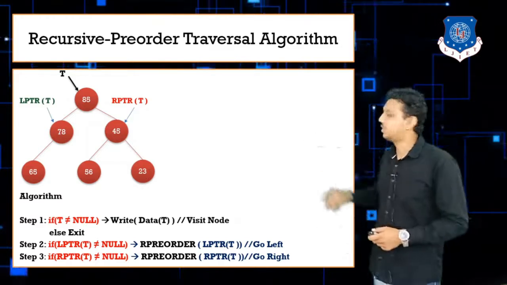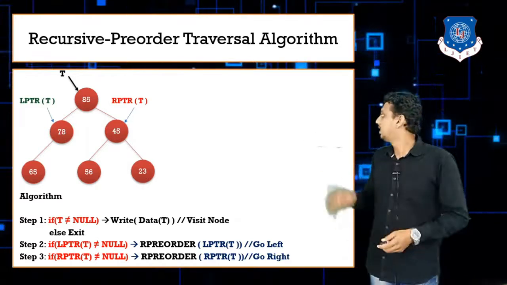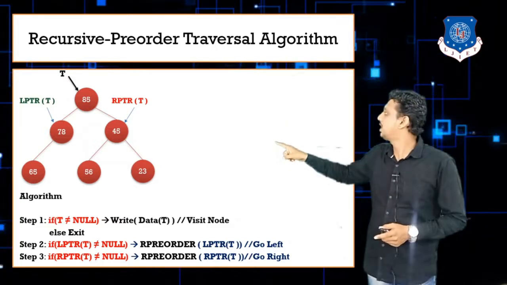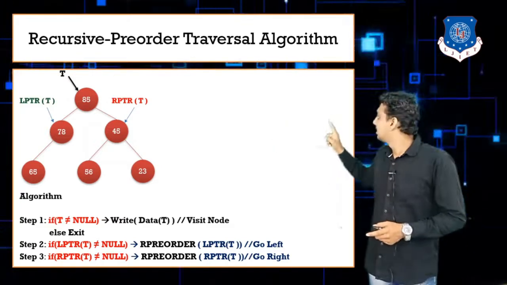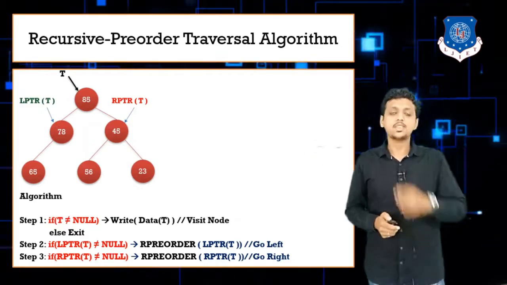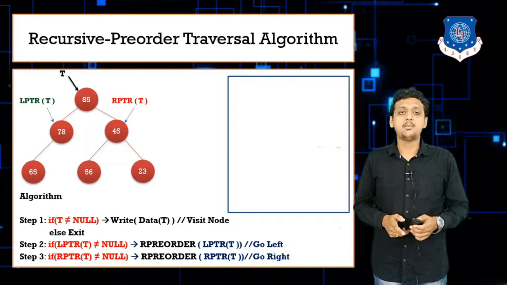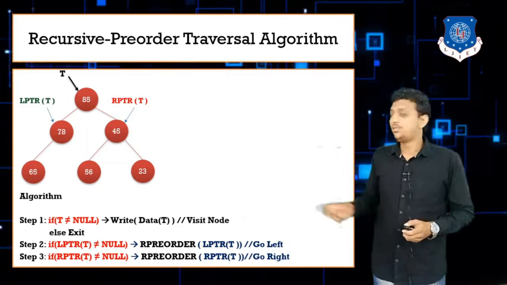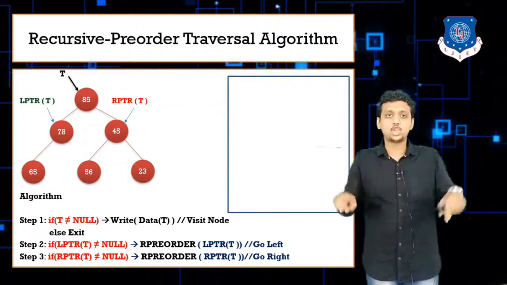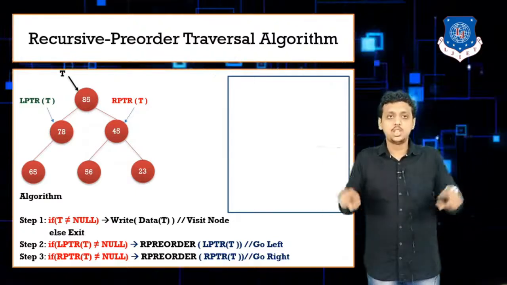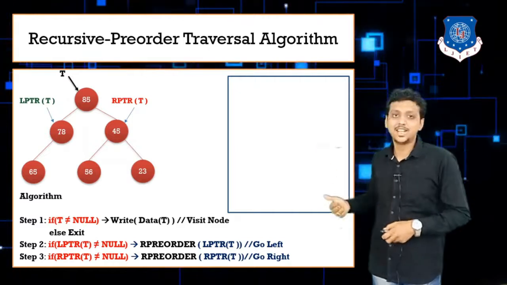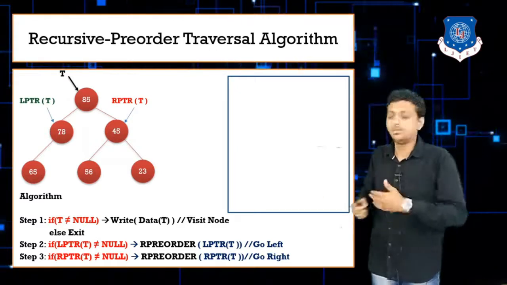Let's begin. First we have, students, in the initial stage T is pointing to 85, so 78 becomes its LPTR and 45 becomes its RPTR. Okay, so let's begin. First I am calling the function. See here, this box is for the function calling. I'm going to use this box for function calling. You can easily get the idea while I'm solving this.